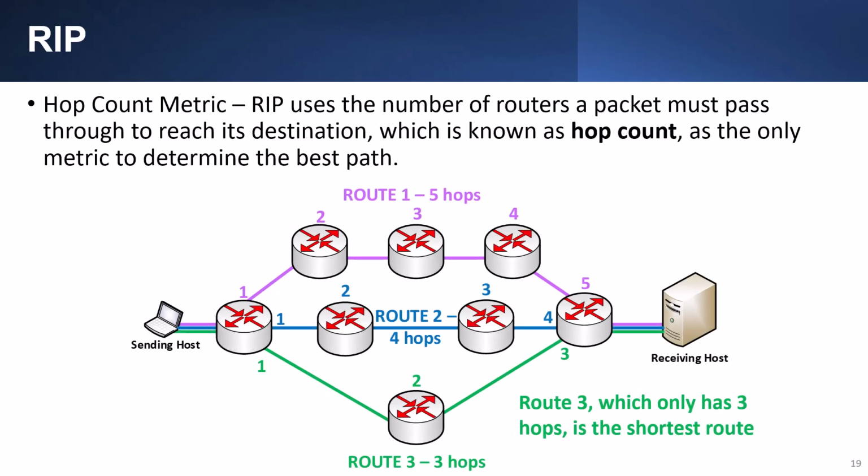Hop count metric is where RIP uses the number of routers a packet must pass through to reach its destination, which is known as the hop count, as the only metric to determine the best path. The network shown in the figure has 3 routers from the sending host to the receiving host. The top route is 5 hops, the middle route is 4 hops, and the bottom path is 3 hops. Route 3, which only has 3 hops, is the shortest route.